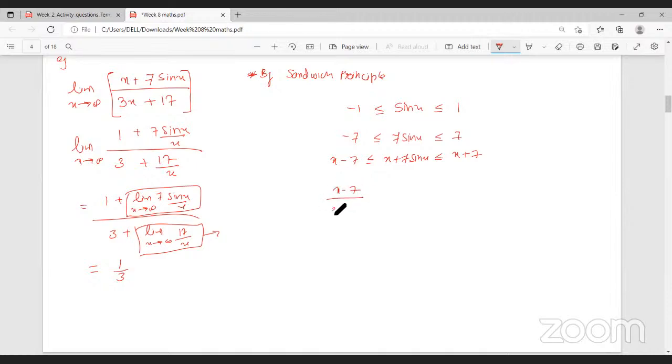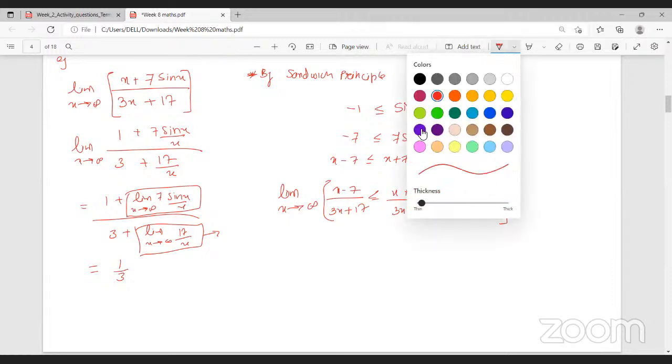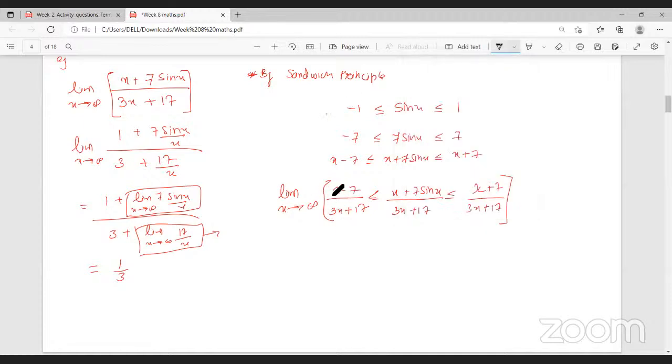So (x minus 7) over (3x plus 17), (x plus 7 sin x) over (3x plus 17), and (x plus 7) over (3x plus 17). Now we'll apply the limit to all three functions, right? So what will be the value of this limit? One by three. How to evaluate the limit x tends to infinity of (x minus 7) upon (3x plus 17)?